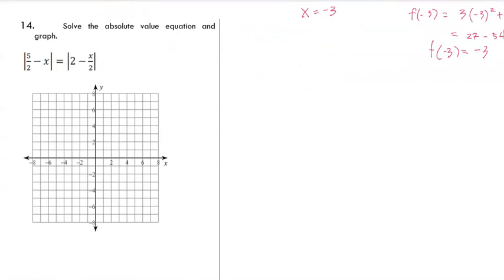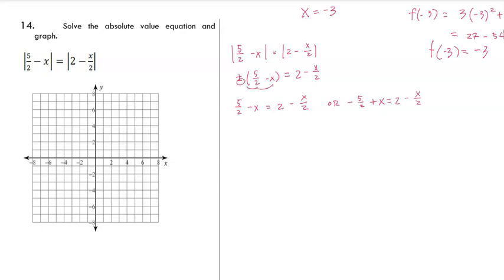Okay, it says solve the absolute value equation and then graph. So 5/2 absolute value of 2 minus x squared. Now, to solve it, we just take the plus or minus of one side. And that's going to be 5/2 minus x, or negative 5/2. Distribute that negative through. I just took this negative and distributed it through.